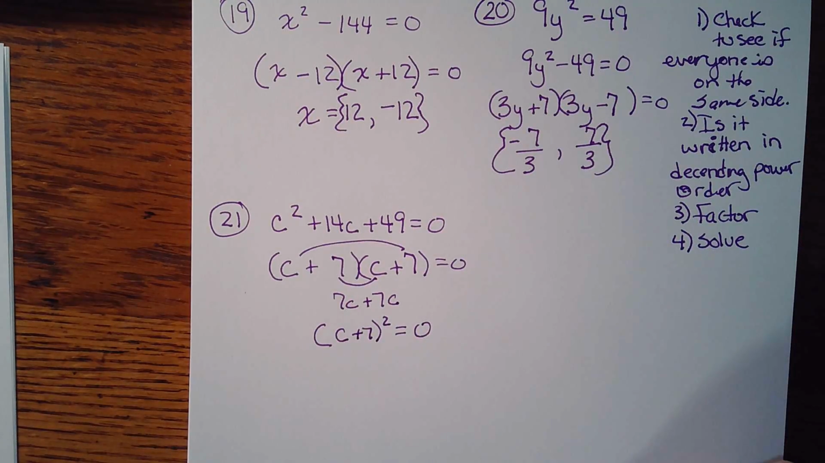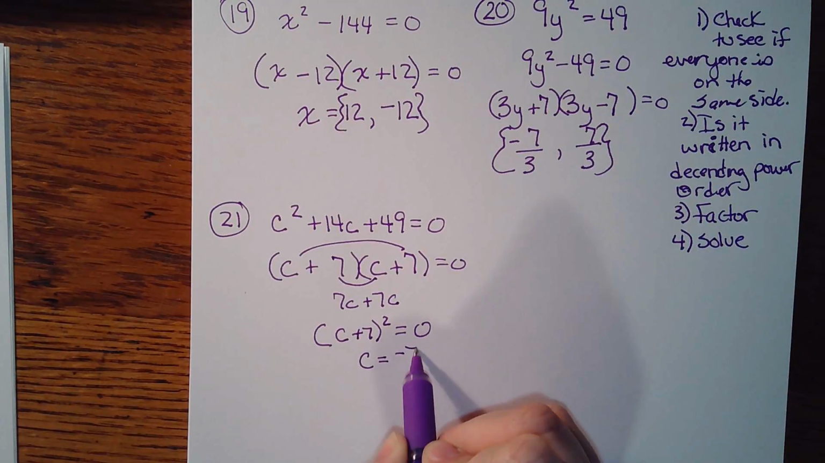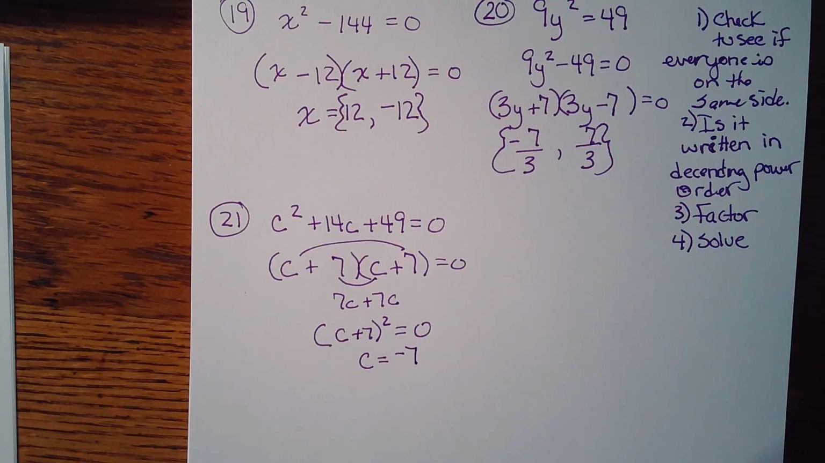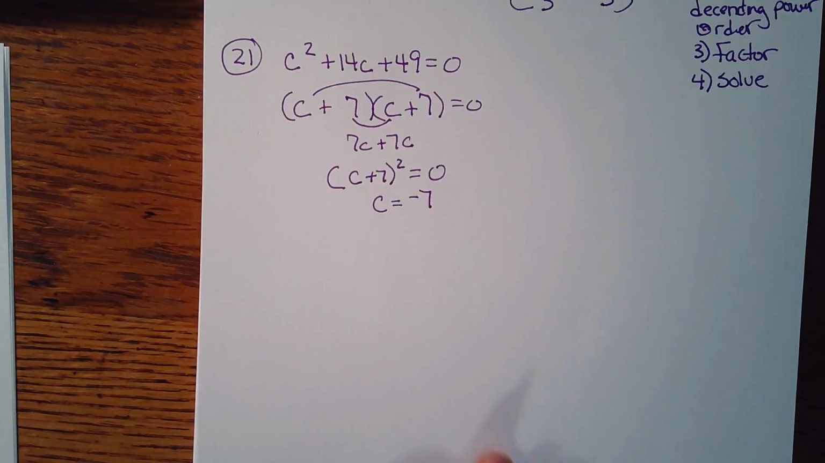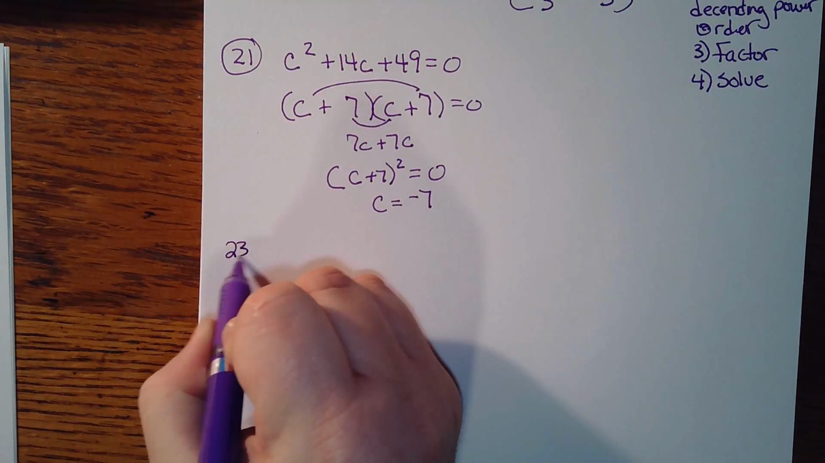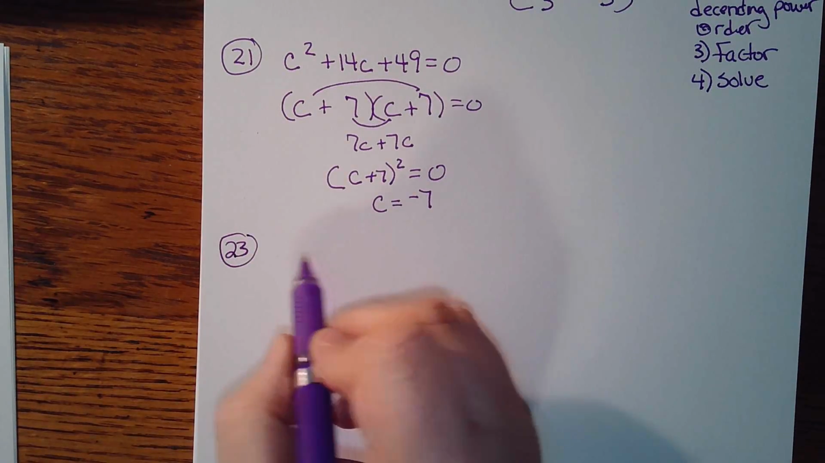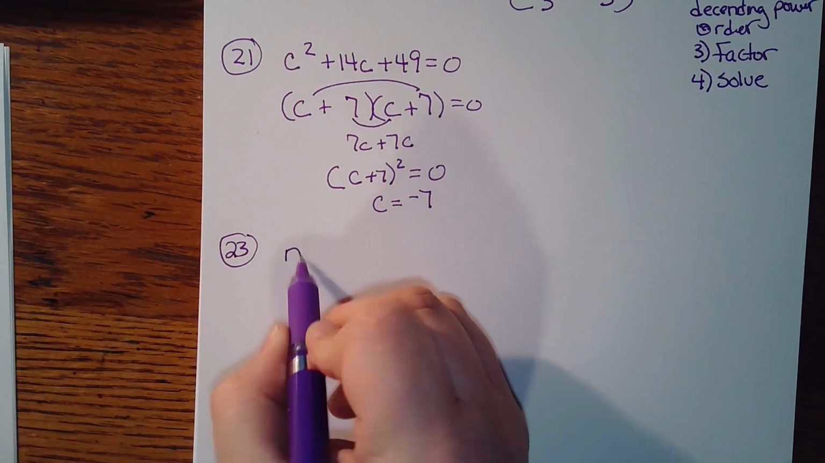Step 4 is your final step, and to get the answer for this, you just set c plus 7 equal to 0. So instead of positive 7, you're going to have a negative 7. All right, and that one only has one answer because it is a perfect square. So number 23 is the last one we're going to cover. And number 23, what happens here is that it looks more complicated than it really is.